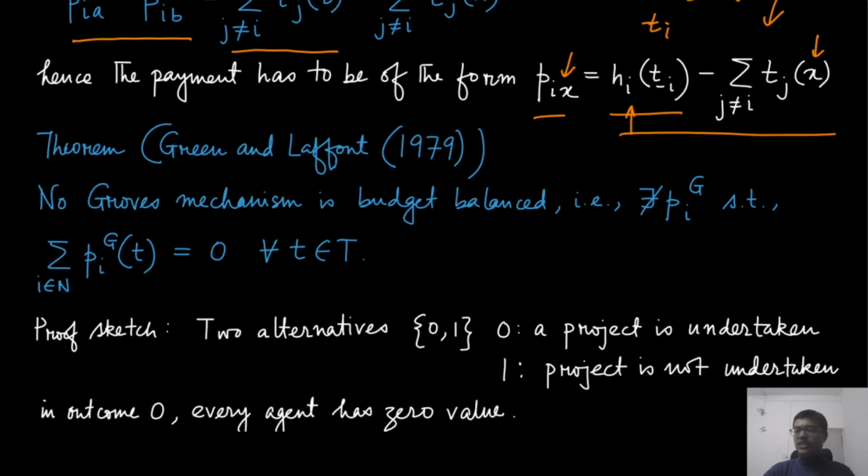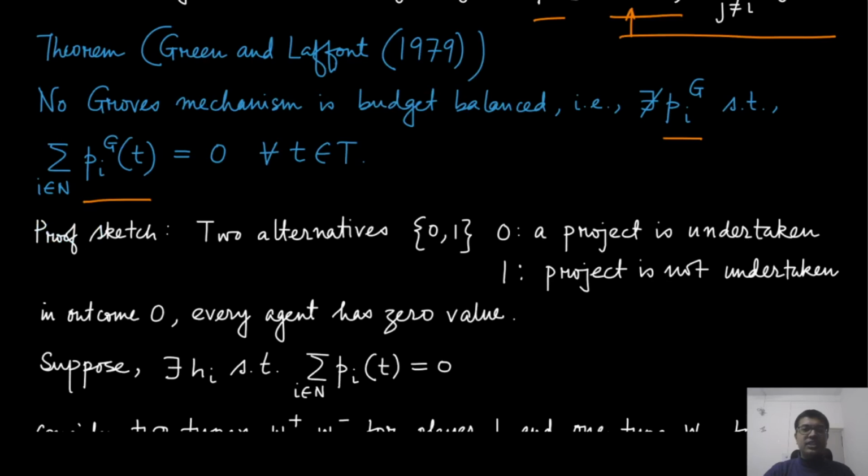The second result, due to Green and Laffont, shows that no Groves mechanism is budget balanced. Formally speaking, it says that there does not exist a payment p_i of the Groves class such that if you take the sum of the payments of all the players, it equals 0. Why is it not possible?